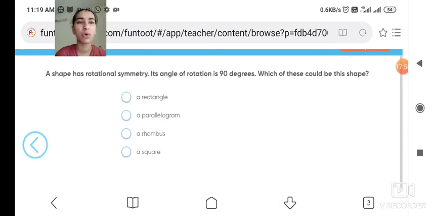Now this question is for you because it has 4 sides. Out of these, will it be a square, or a rhombus, or a parallelogram, or a rectangle? Out of these 4, which will be the answer? You have to tell me. This is homework for you.